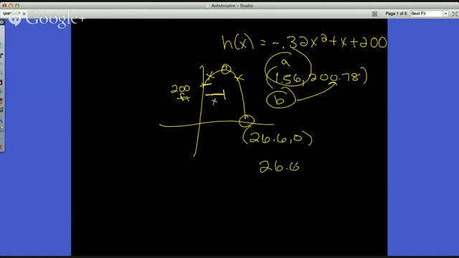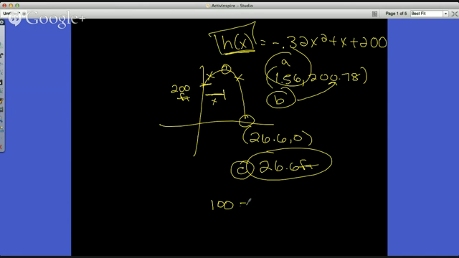Well, we got 26.6 feet for our C. Okay. And then our last one says, when the height of the projectile is 100 feet above the water, how far is it from the cliff? Well, remember that the height is related with the Y, right? So if we put in 100 for the height, what we're saying is when is this equation right here going to be equal to 100?